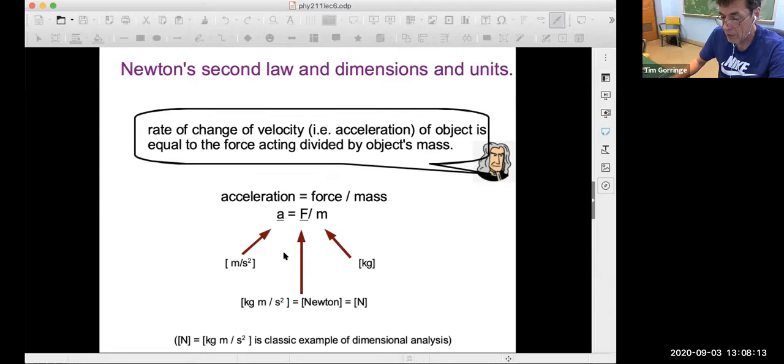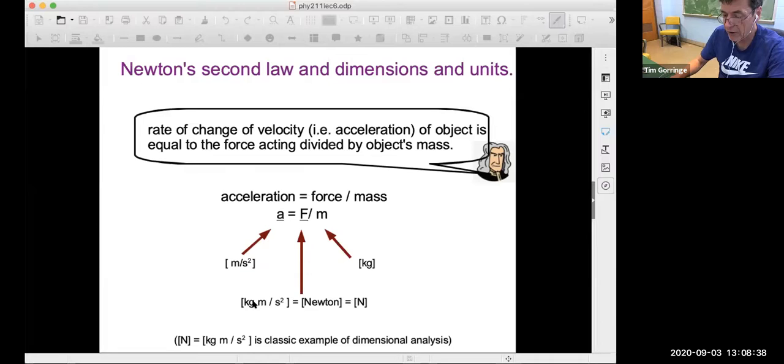And so based on dimensional analysis, all physics equations, no matter what physics equation, must be dimensionally correct. They must have the same dimensions on the left and right-hand sides. We can figure out the dimensions of force. And if you figure the dimensions of force, they're a combination of the dimensions of mass and length and time.